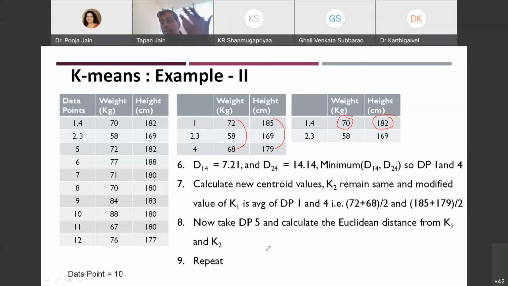Now next, repeat this process. Now the new data point 5 comes into the picture. Can you quickly tell me which cluster this point number 5 belongs to? Please try and just let me know. Okay, I got the answer. Thank you. Please try. If you are not able to solve this, please let me know.